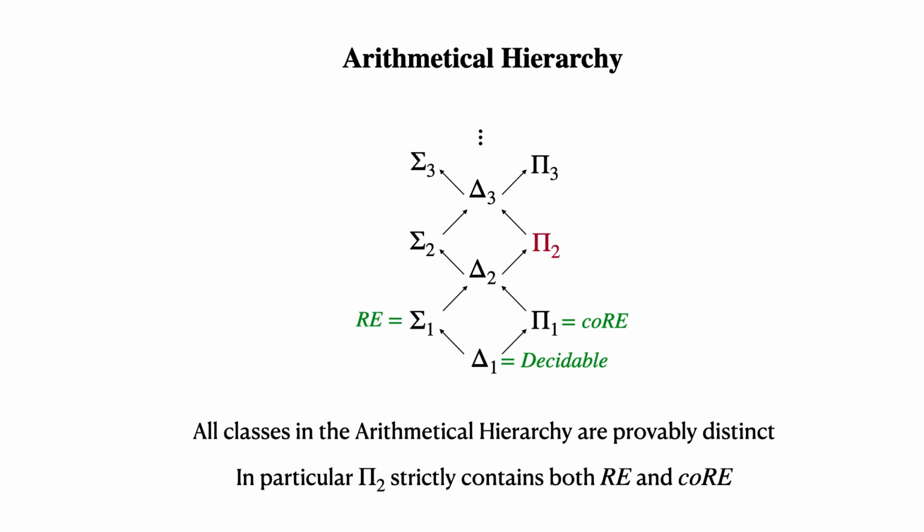The arithmetical hierarchy is an infinite family of classes. At the bottom, we have the well-known classes RE, co-RE, as well as their intersection, which is the set of decidable languages. In this diagram, arrows indicate containment. And one thing we know about the arithmetical hierarchy is that all classes are provably distinct. So the class that concerns our work, Pi2, sits in the second level and is strictly larger than the union of RE and co-RE.